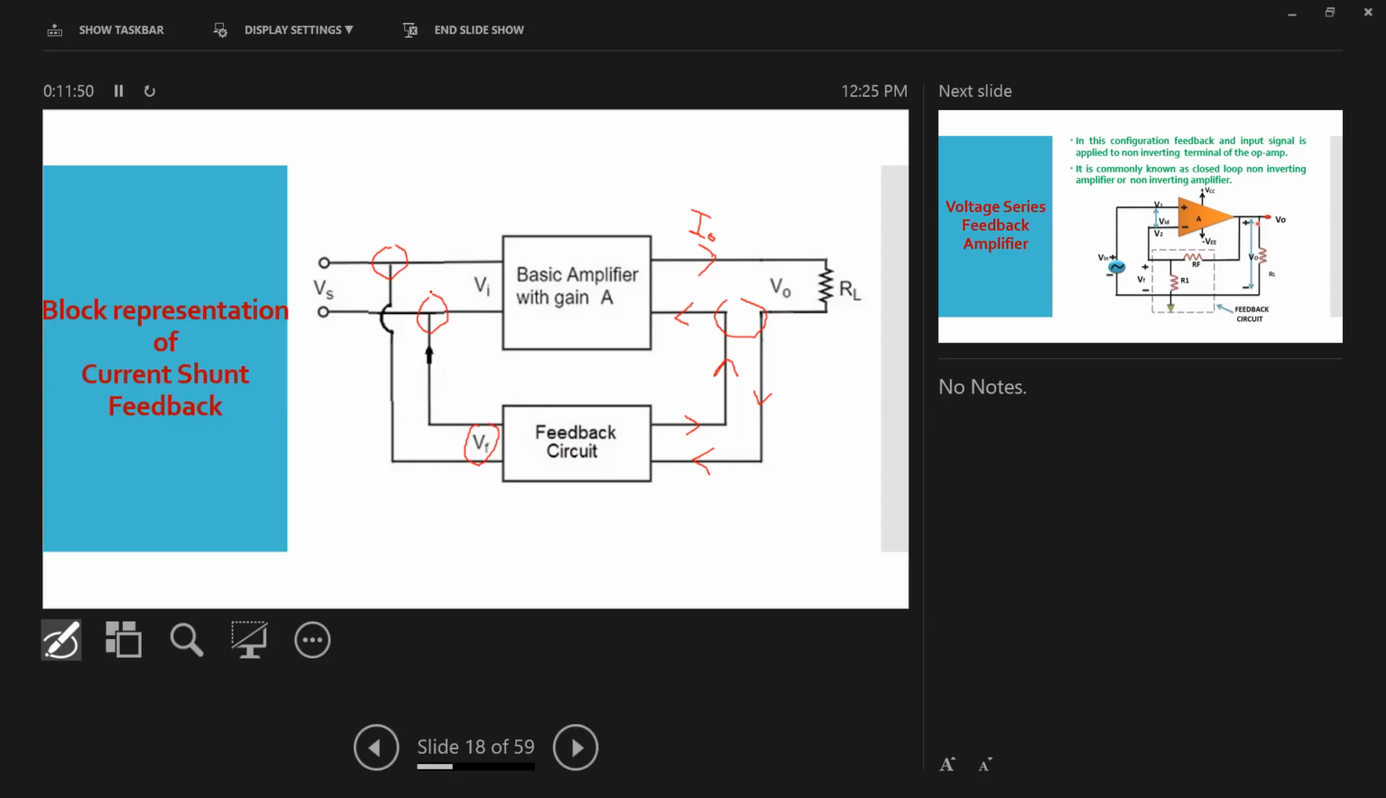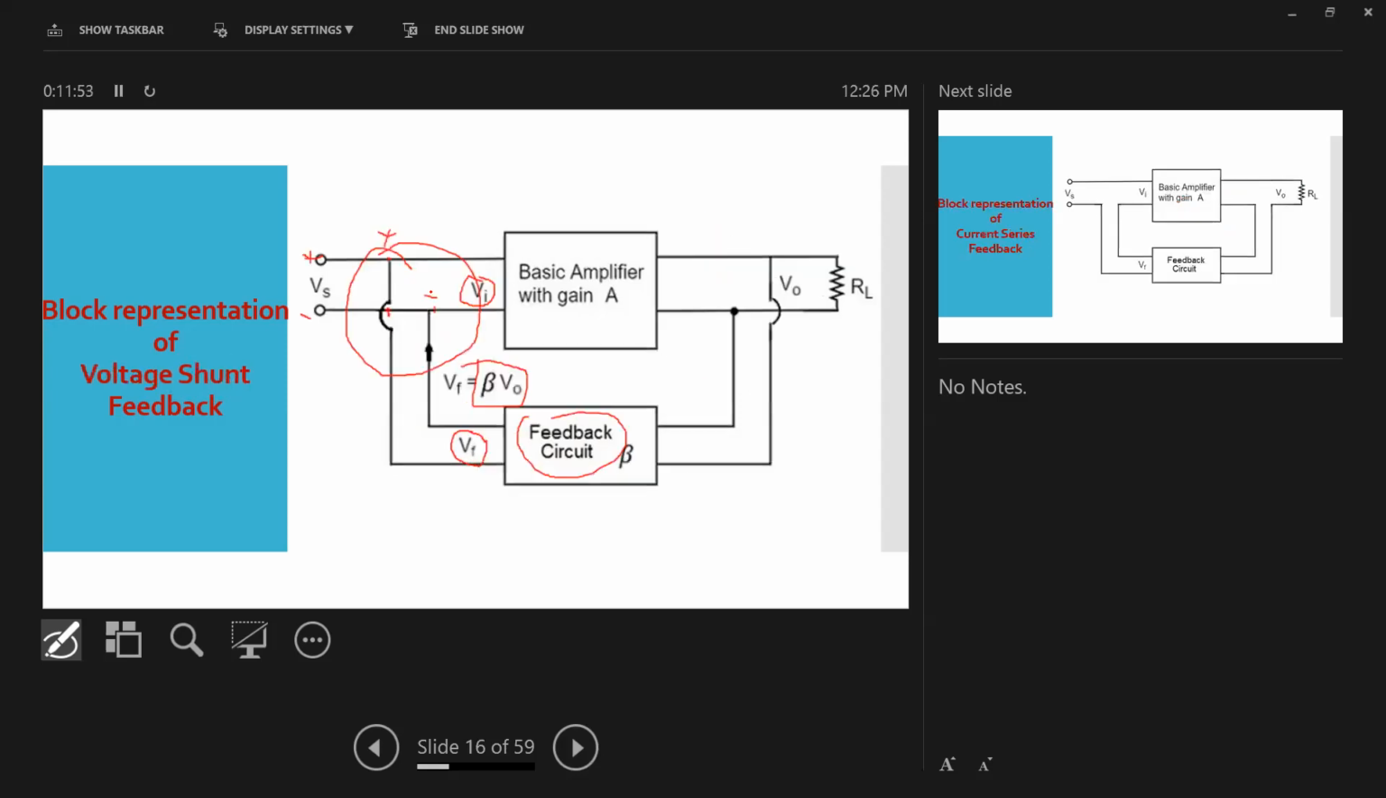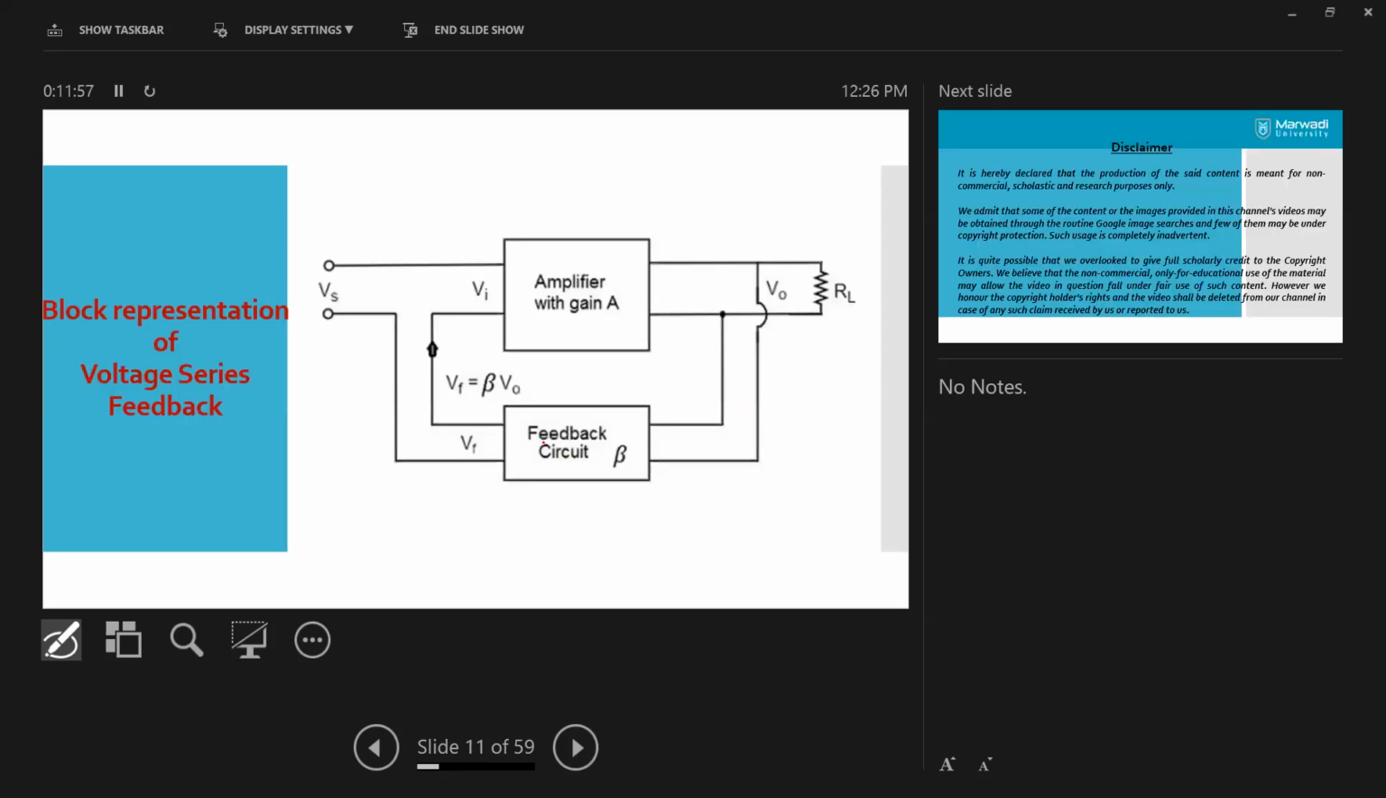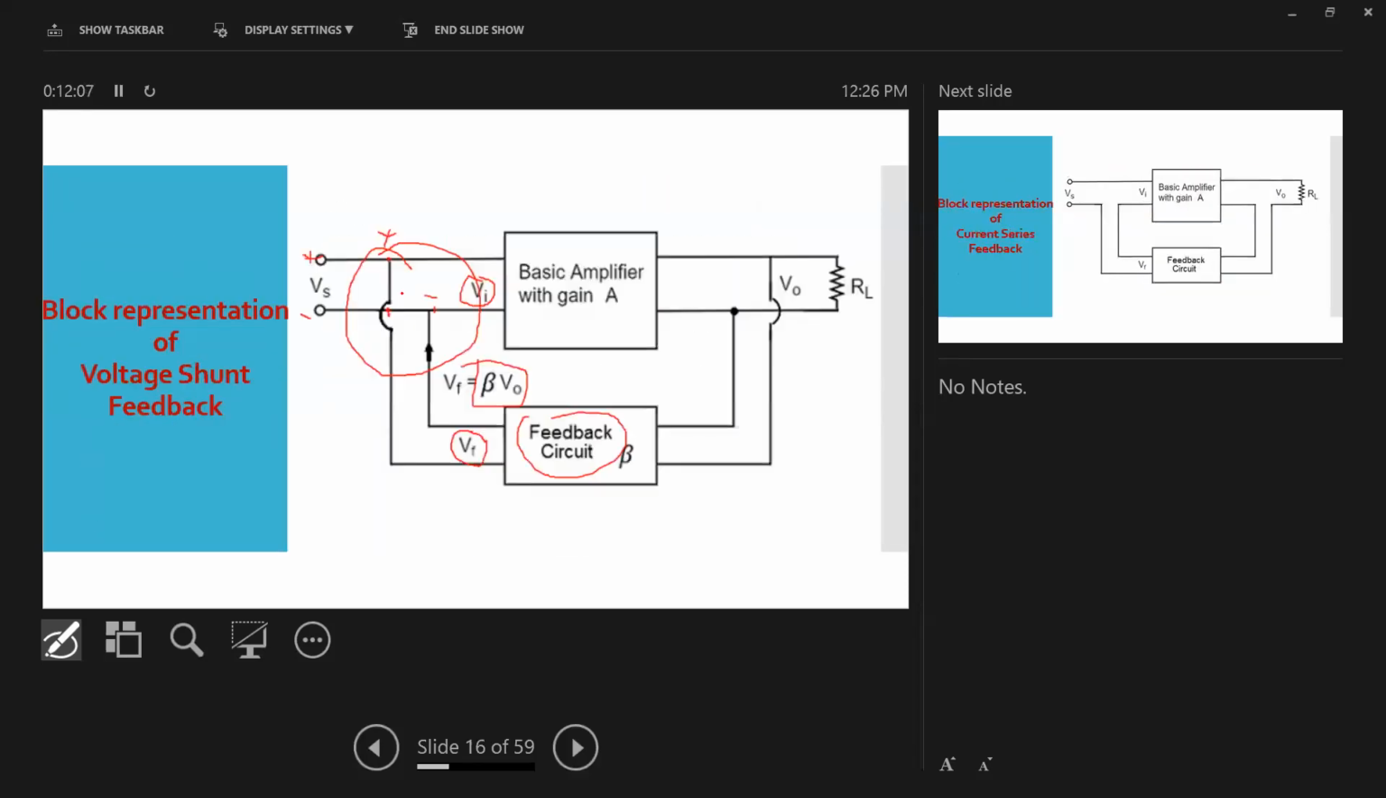Voltage series, okay. Let me show you voltage series feedback. It was there in the last session. Here it is. In the voltage series, from the output side you take the voltage and connect it in series over here like this. Then let us come to today's session. Here you can see this is voltage shunt. From the output side, voltage will be taken and connected in parallel to the input side.